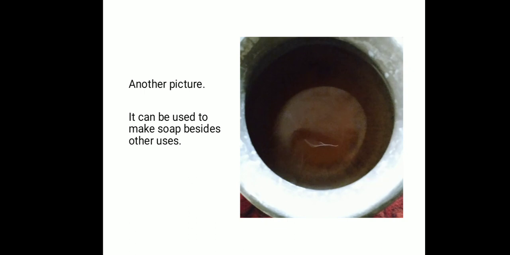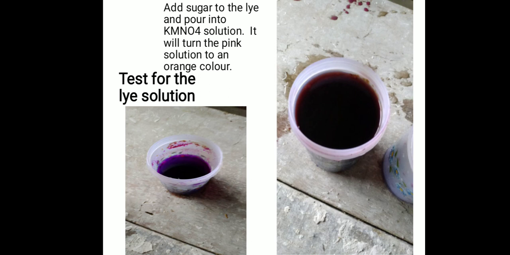Now let us test whether this lye actually contains potassium hydroxide or not. We have to add sugar to the lye solution, and then we have to add this to this potassium permanganate solution. After the mixture of sugar and lye solution is added to the potassium permanganate, we have to allow the solution to stand for 1 minute, and after that the appearance of an orange color indicates that potassium hydroxide is present in the lye. Thank you.